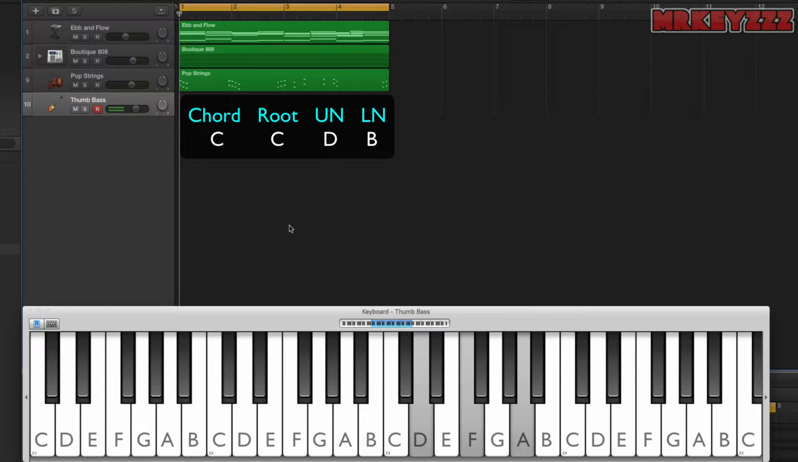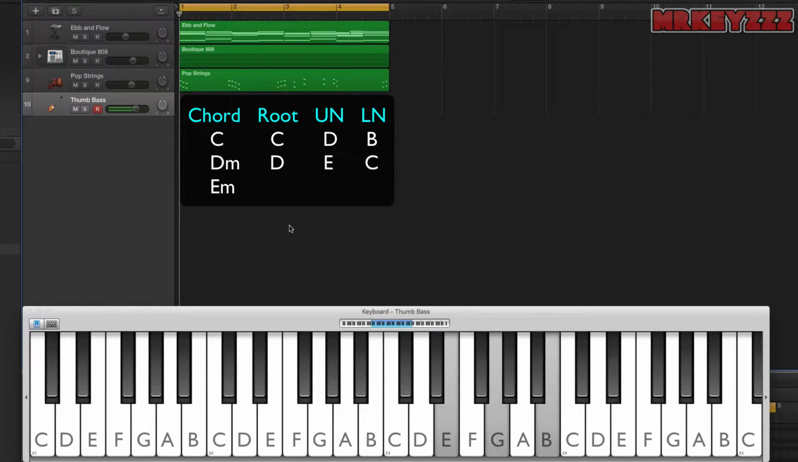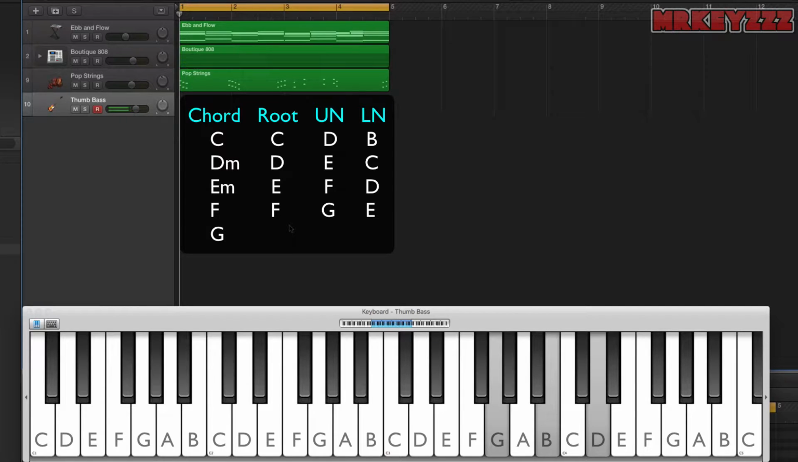The 2 chord, D minor, has D as the root, its upper neighbor is E, and its lower neighbor is C. The 3 chord, or E minor, has E as the root, F as an upper neighbor, D as a lower neighbor. The 4 chord, F, A, C, or F major, has F as the root, G as the upper neighbor, and E as the lower neighbor. Our 5 chord, or G major, its notes are G, B, D, its root is G, upper neighbor is A, lower neighbor is F.